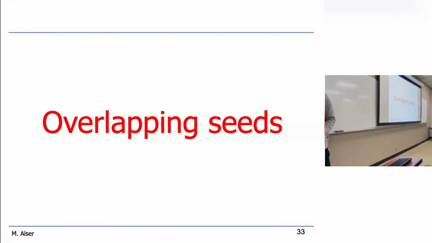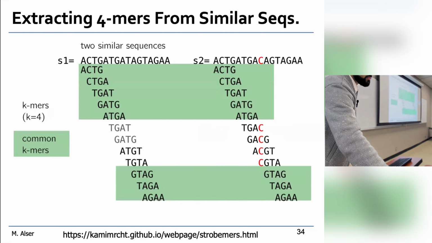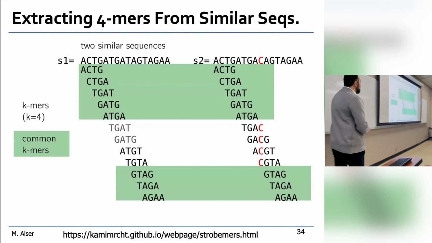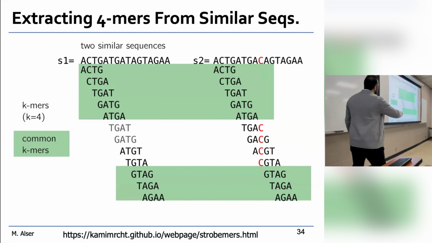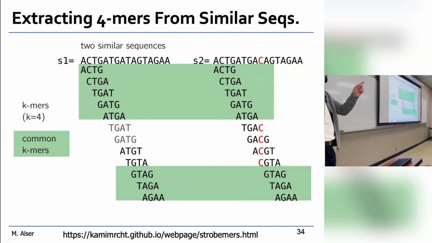All right. So let's go over overlapping seeds. What do we mean by overlapping? It is this way: we have a reference, and we extract every overlapping subsequence or seed. Remember to ask me about the difference between a seed and k-mer in the next example.